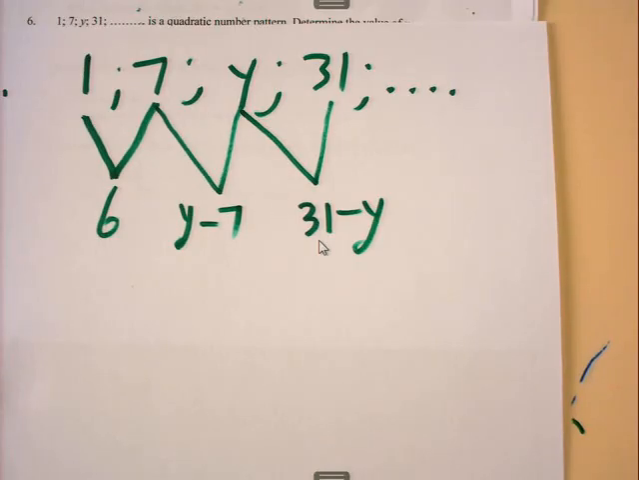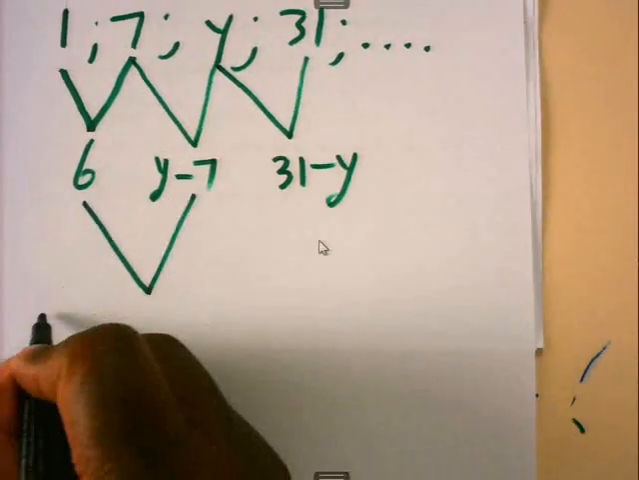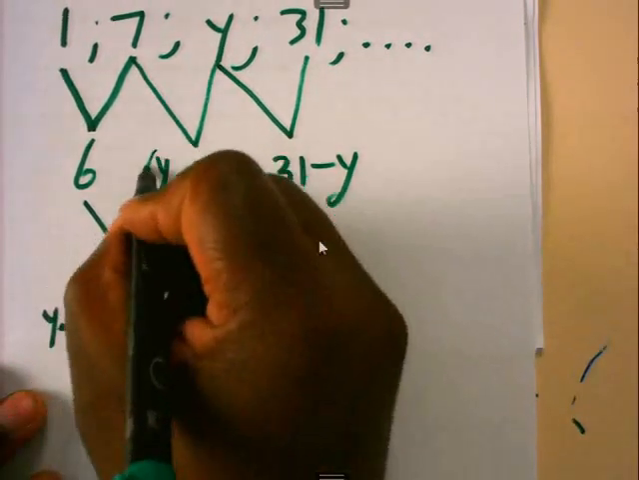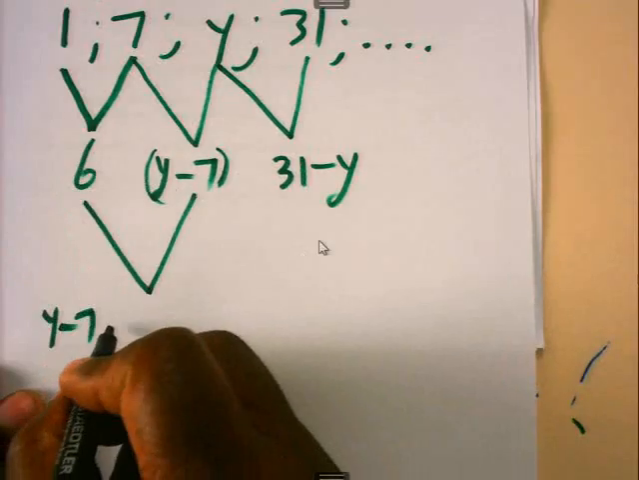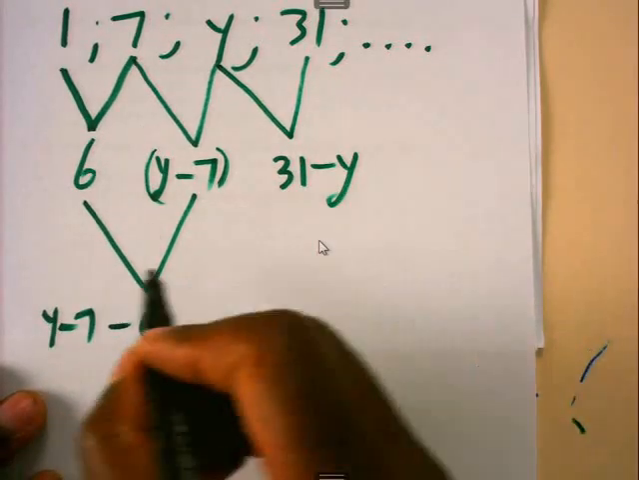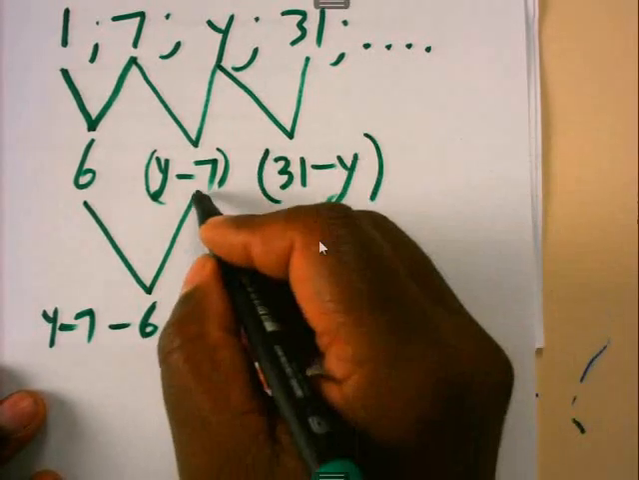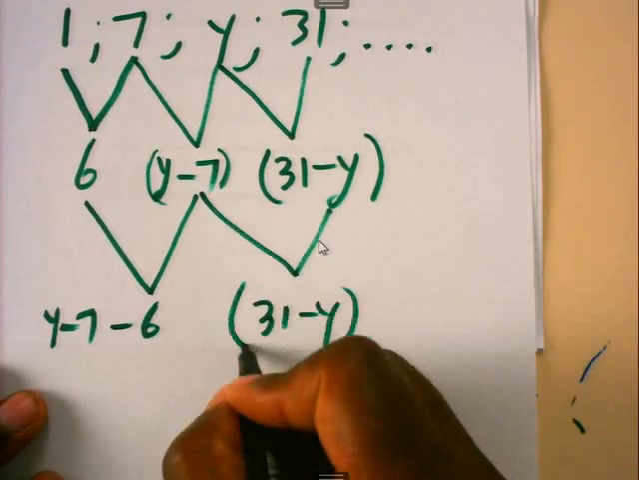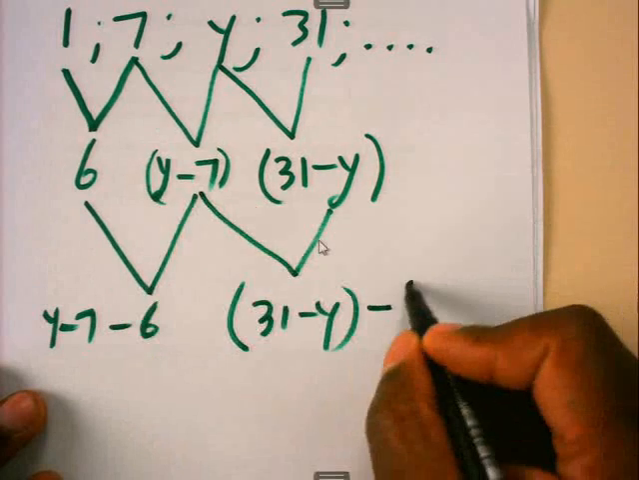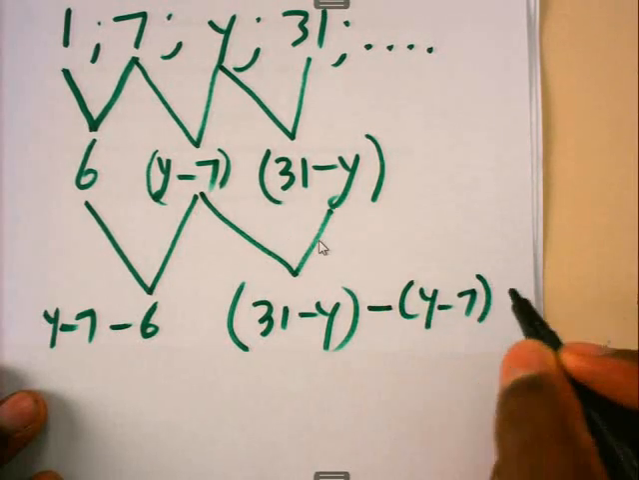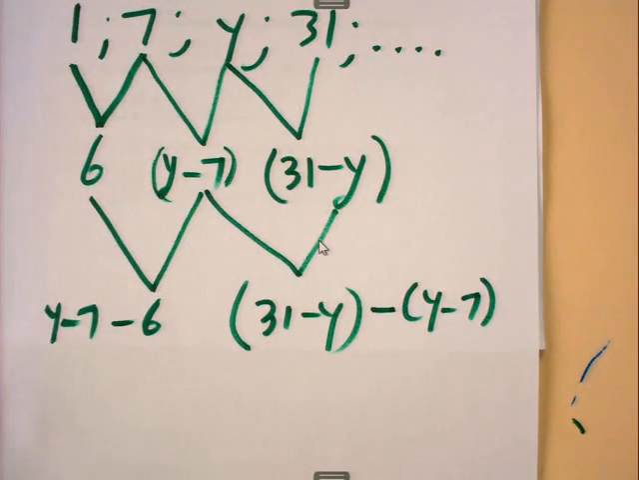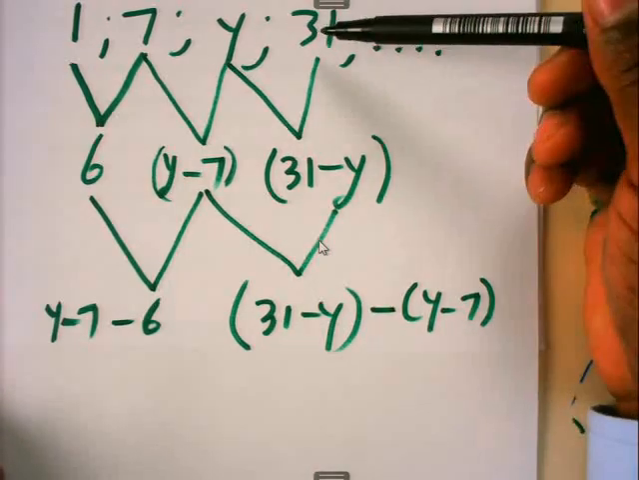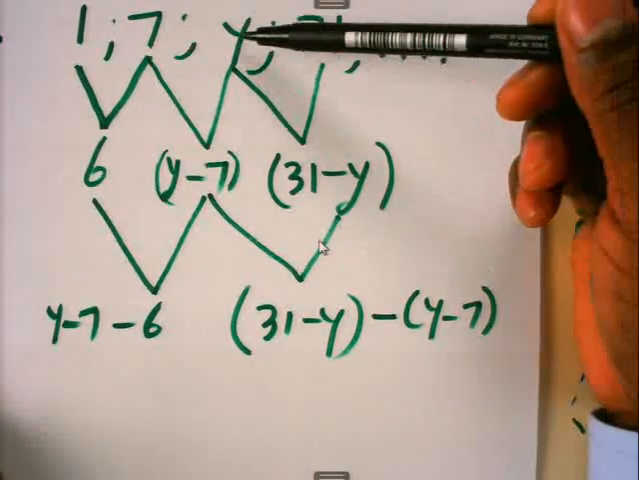So after determining the first difference, let's determine the second difference. The second difference here, you've got y minus 7, you subtract 6. Another second difference, 31 minus y, subtract y minus 7. So what is key about the second difference? Remember I said it's a given pattern, 1, 7, y, 31.